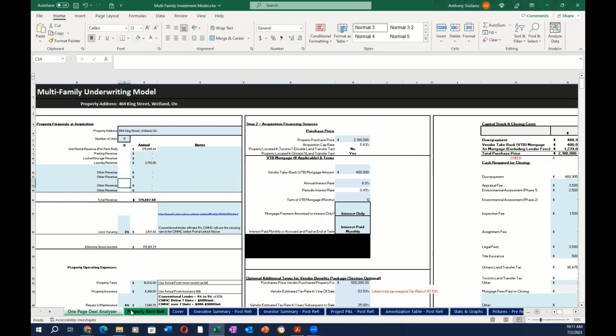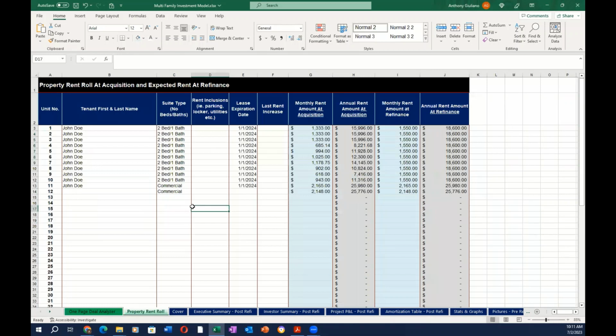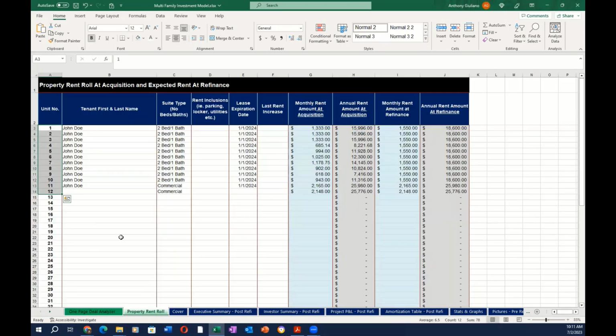So the beginning step here is there's this property rent roll tab, where we will enter in the property's current rent roll. The example property here that I've included is 464 King Street. The property is an 11-unit property, mostly consisting of 2-bed, 2-bath units. And basically, for simplicity, we're just going to assume that the leases all have the same expiration date. They're all on 1-year leases.